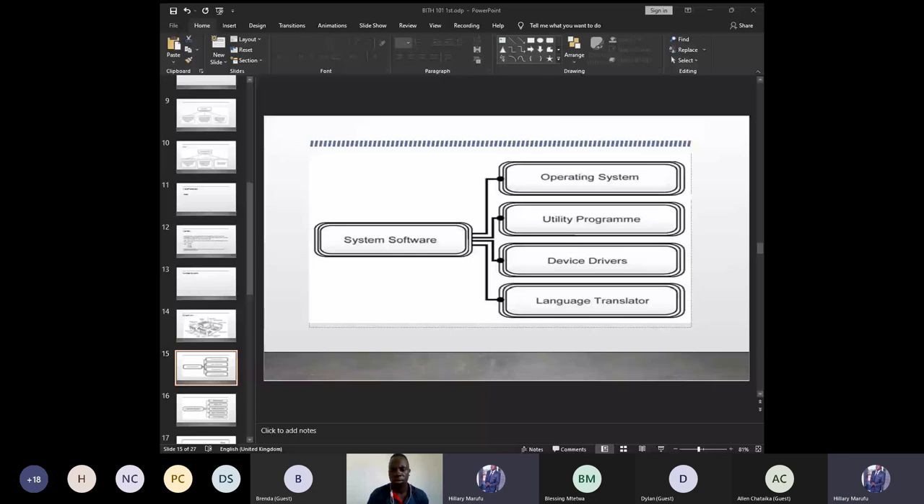So what are utilities for? Utility software. All right, we've got three that are left: utility programs, device drivers, and language translators. So anyone to give us anything? Yes, Cassandra. I think a utility program is a program for carrying out a routine function. Maybe we can say batch in a way. I'm not sure, because it's routine.